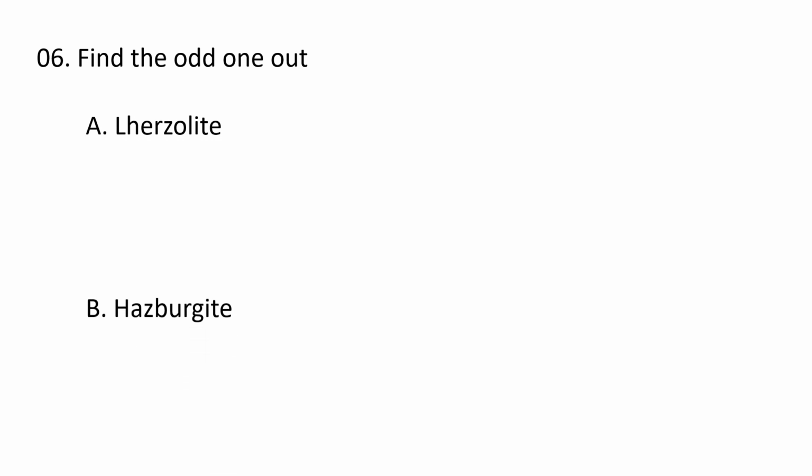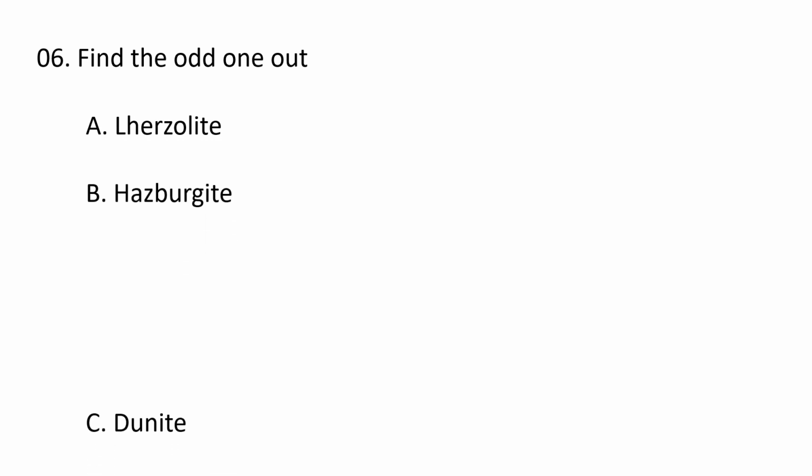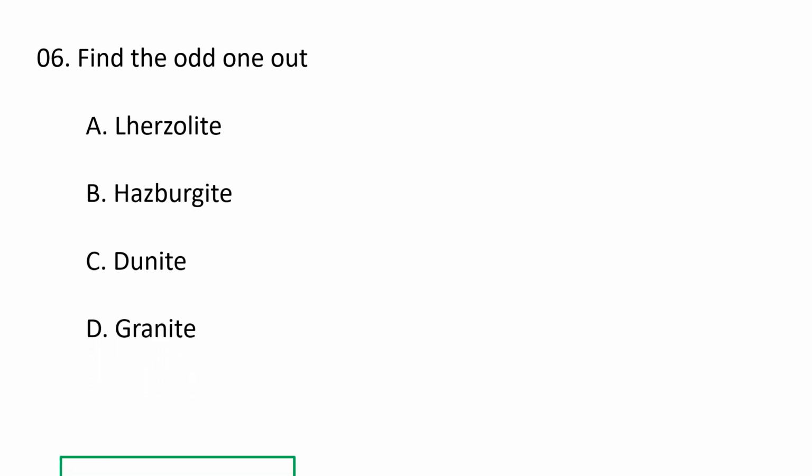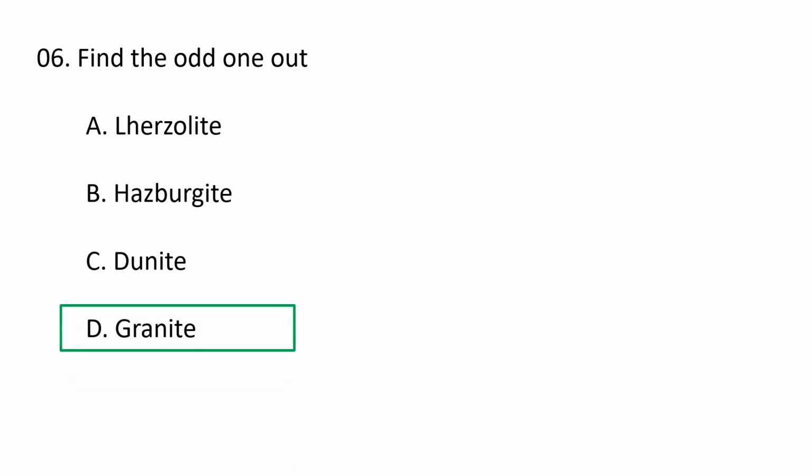Next question. Find the odd one out. A. Lherzolite, B. Harzburgite, C. Dunite and D. Granite. So all these are darker colored rocks and granite is a light colored rock. That is, it consists of more silica. The silica is in more proportion in granite.